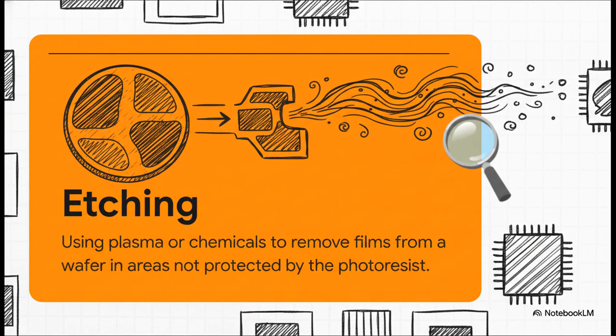So, how do you make that pattern permanent? That's where etching comes in. They put the wafer into a chamber and blast it with an ionized gas, a plasma. Just think of it like a microscopic sandblaster. It carves away at the wafer material, but, and this is the whole key, it only removes material from the areas that aren't protected by that hardened photoresist.